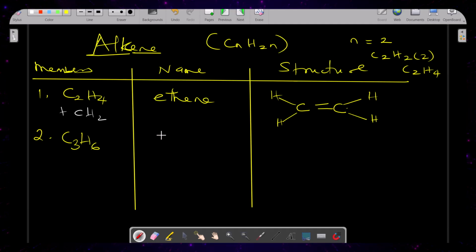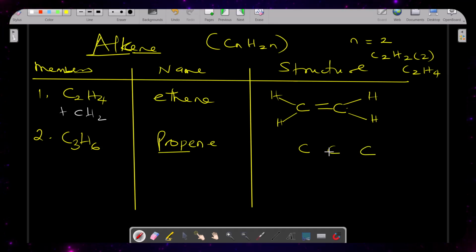C3H6, and this one is going to be what now? Propene, meaning that it will have 3 carbon atoms. So I'll just say 1, 2, 3. Look, I pay close attention to where I'm going to be drawing it now. The double bond, where is the double bond going to be? The double bond can be anywhere.